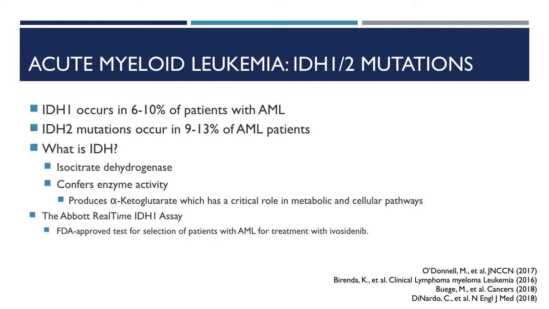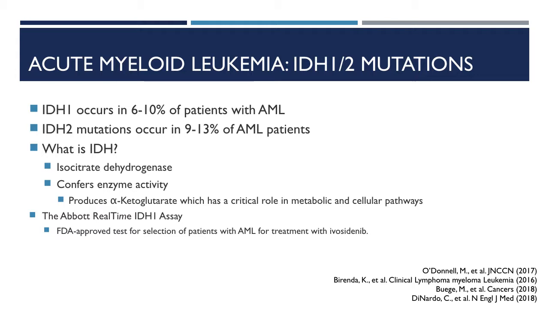So now I'll talk about IDH1 and IDH2 mutations because this will be important for the new drug that we're going to be talking about later on. Unfortunately, they haven't linked IDH1 or 2 with a prognostic factor yet. It's just an important target for targeted therapies in AML. But there's IDH1, which occurs in 6 to 10% of patients, or IDH2, which occurs in 9 to 13%.